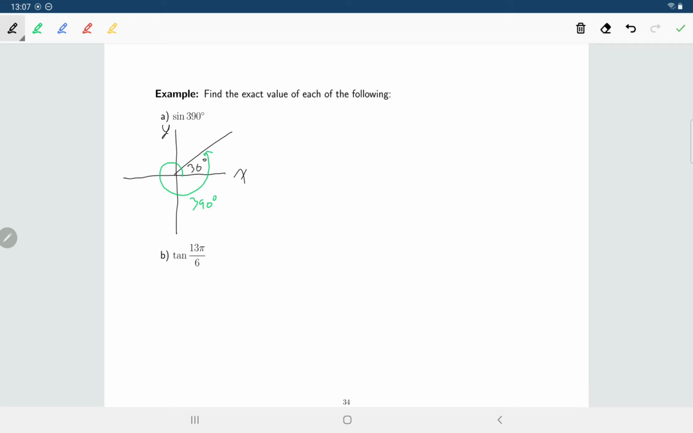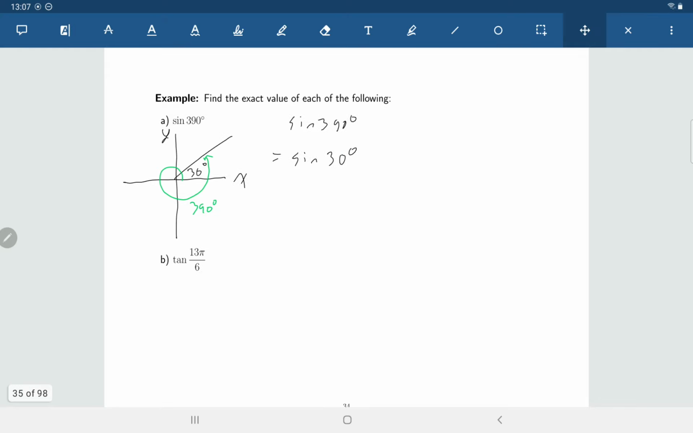So since those two angles are coterminal, then we know that sine of 390 degrees should be equal to sine of 30 degrees. And for 30 degrees, we know what to do there. We have our special triangle, the 30, 60, 90 triangle.